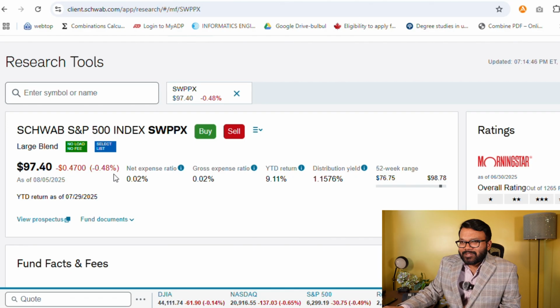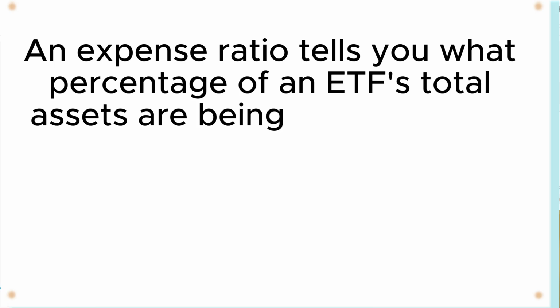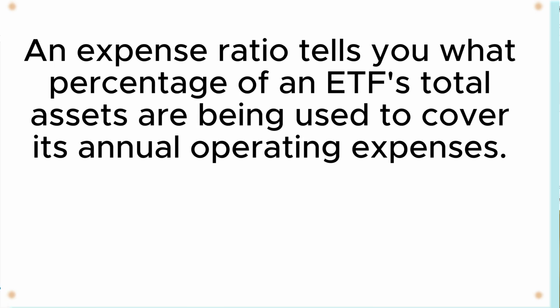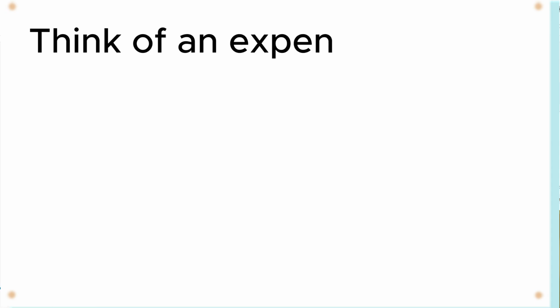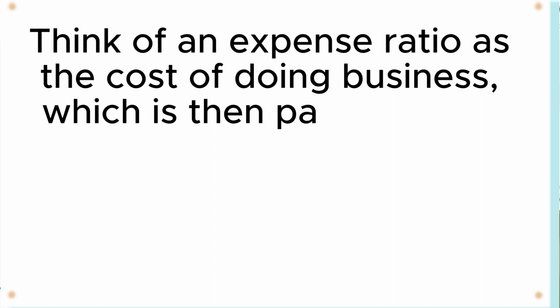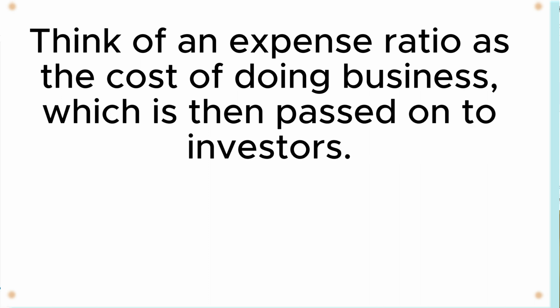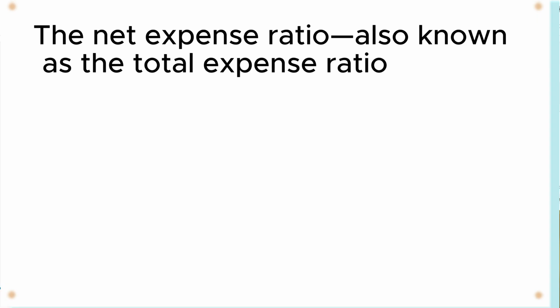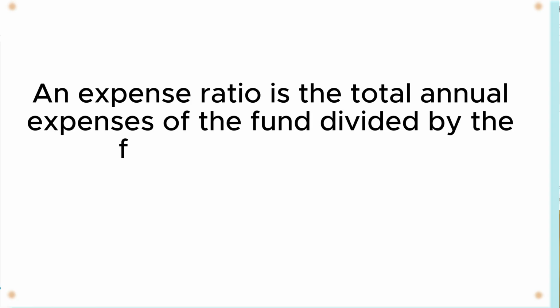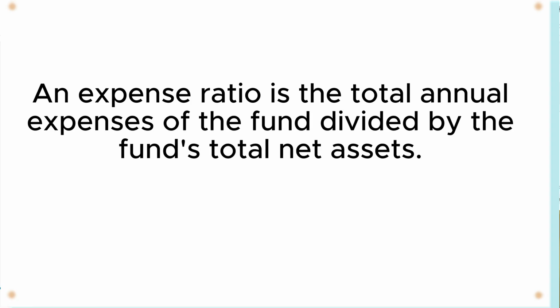You see here, another metric that we need to understand, which is very important, is net expense ratio. Now, this is very important. So let's try to understand what is net expense ratio. An expense ratio tells you what percentage of an ETF's total assets are being used to cover its annual operating expenses. Now, think of an expense ratio as the cost of doing business, which is then passed on to the investors. The net expense ratio, also known as the total expense ratio, shows you what you will pay. An expense ratio is the total annual expenses of the fund divided by the fund's total net assets.